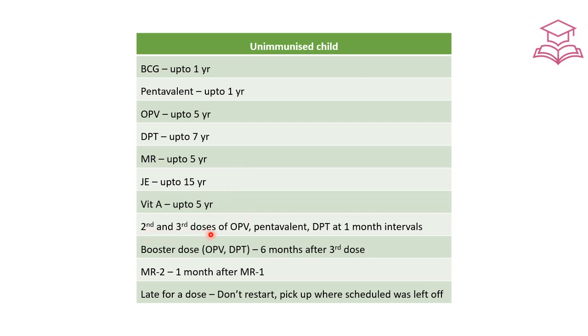The second and third doses of OPV or pentavalent or DPT can be taken at 1 month intervals. And the booster dose of OPV or DPT should be taken 6 months after the third dose. MR2 is taken 1 month after MR1. If a baby is late for a dose, we should not restart. Instead, pick up where the schedule was left off.